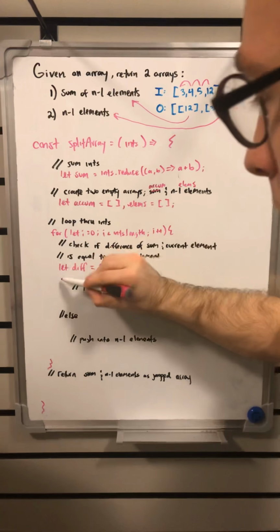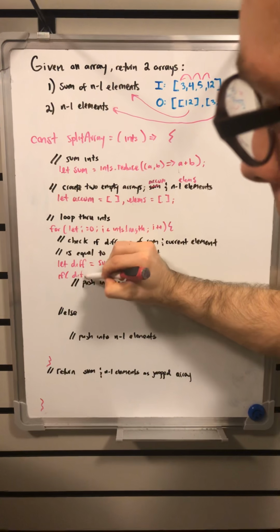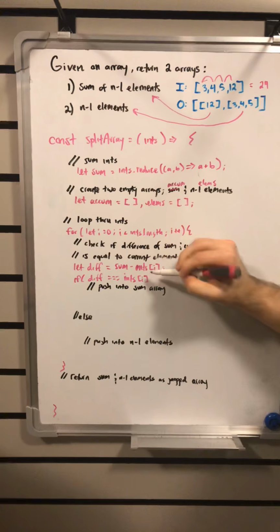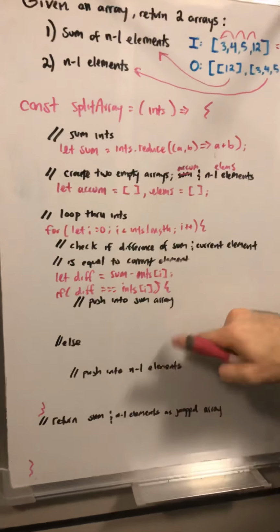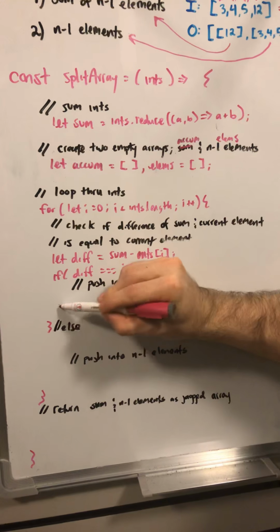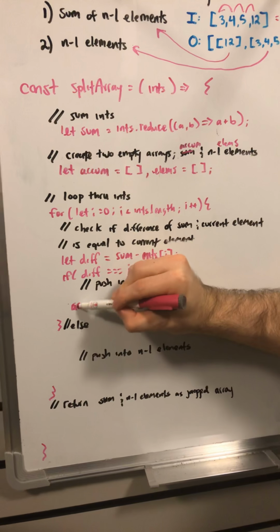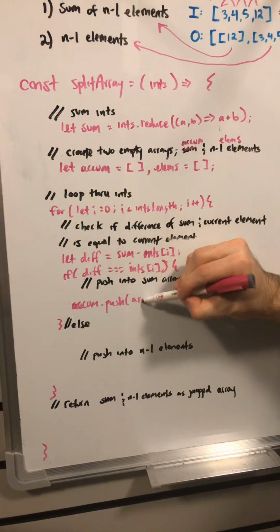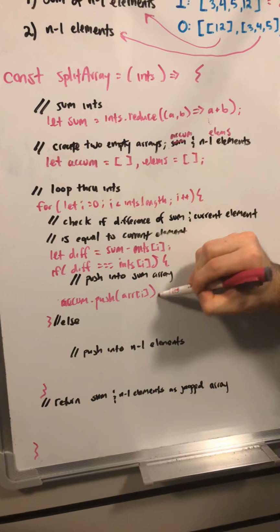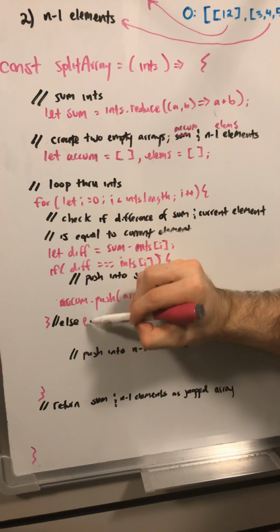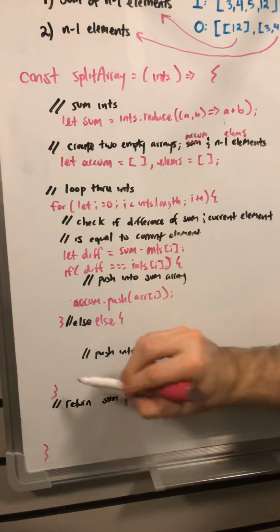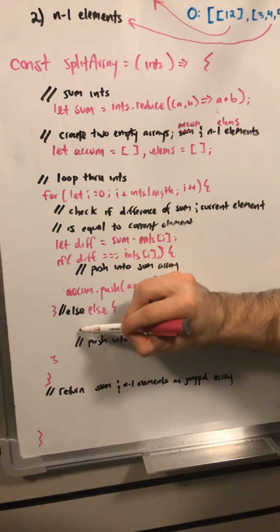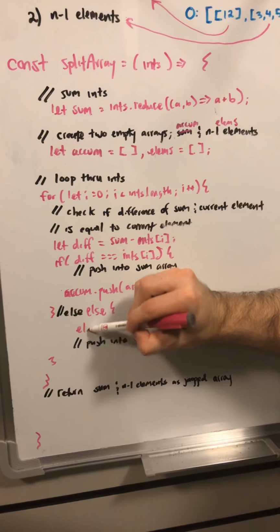And then we'll say if diff is truly equal to the current element, we're going to push into the sum array, which is called accum. Else, we're going to push into the n minus 1 elements, or the elms.